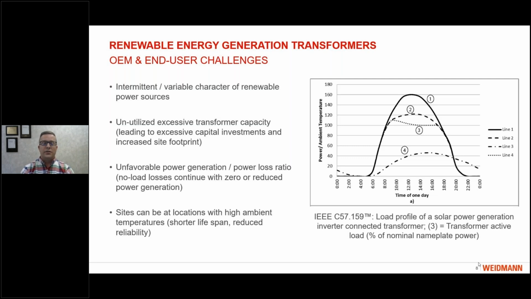So when you deal with transformers being in a hot ambient situation, that can reduce the lifespan of these transformers and reduce their reliability. On the right there is a simple graph taken from an IEEE standard on solar transformers, and you can see the dotted line number 3 is showing an on and off character. Basically from about 8 in the morning until 6 p.m. at night, these transformers are loaded to around 100%, and then at night they shut off.